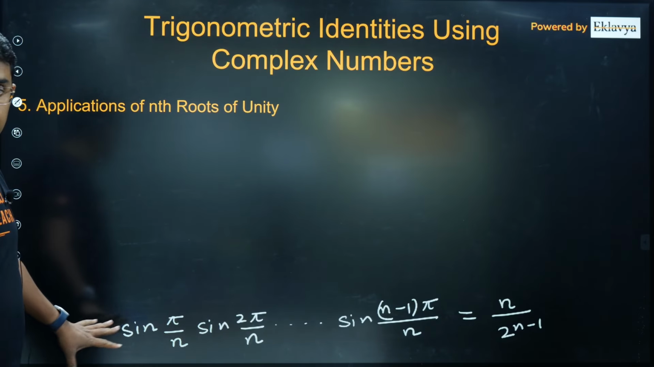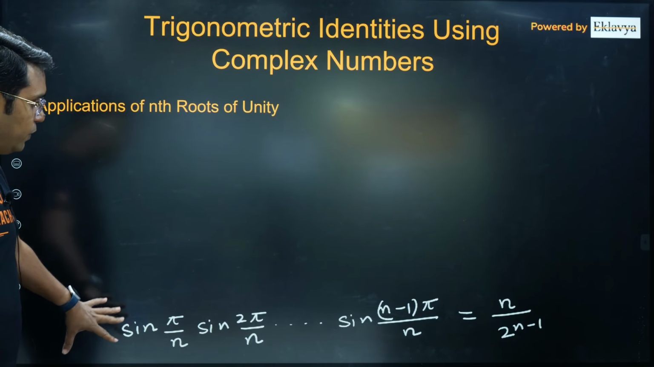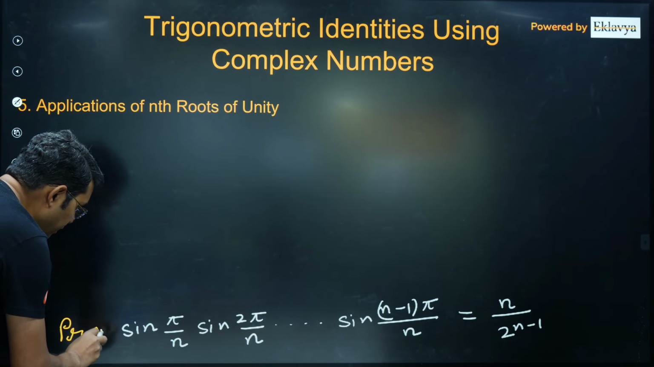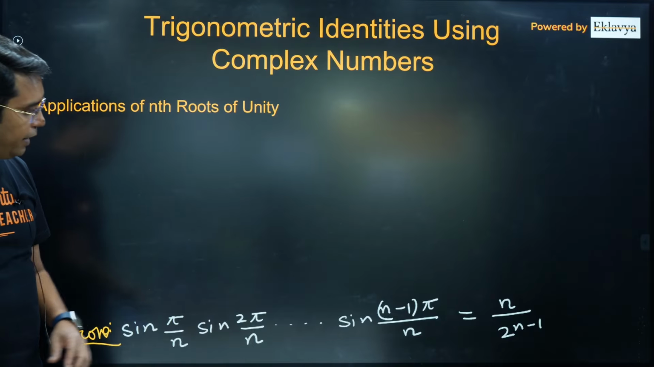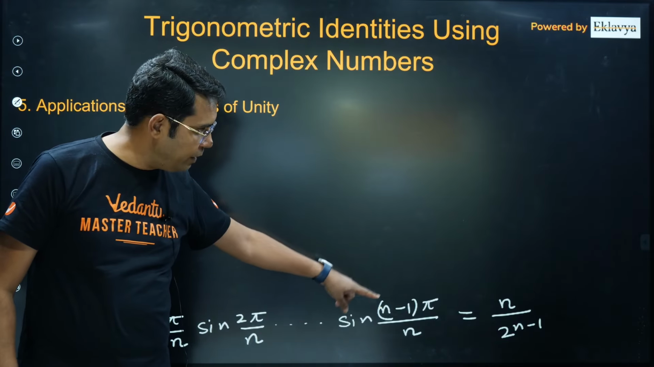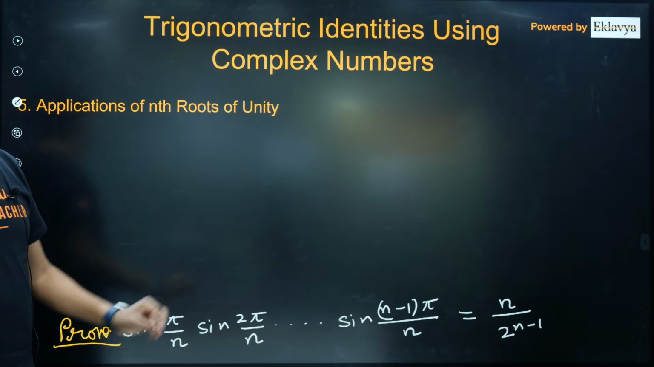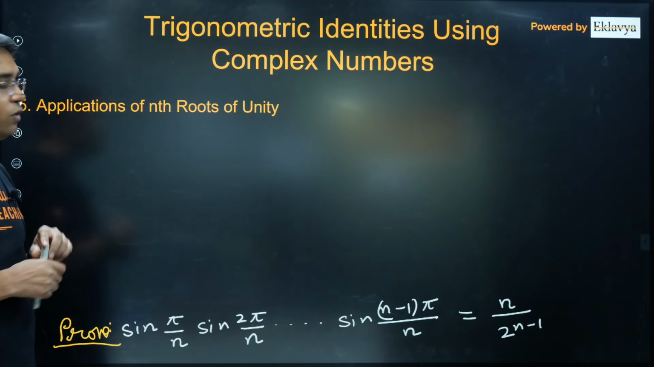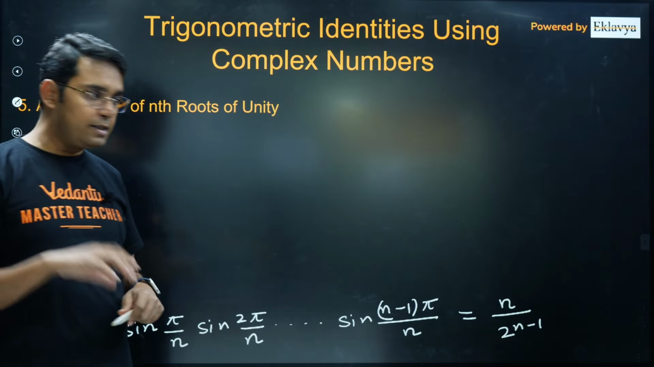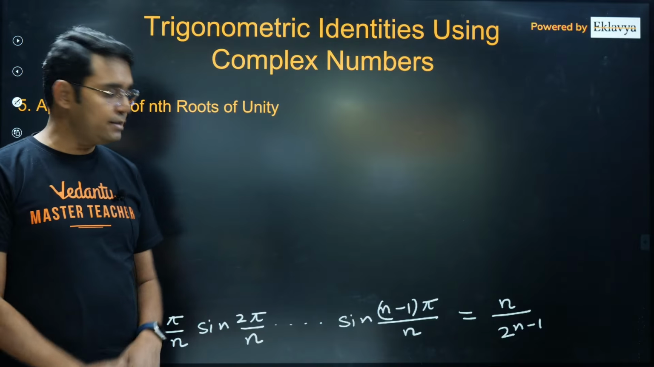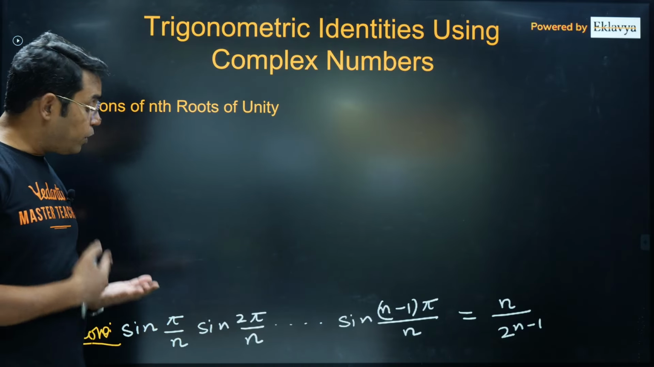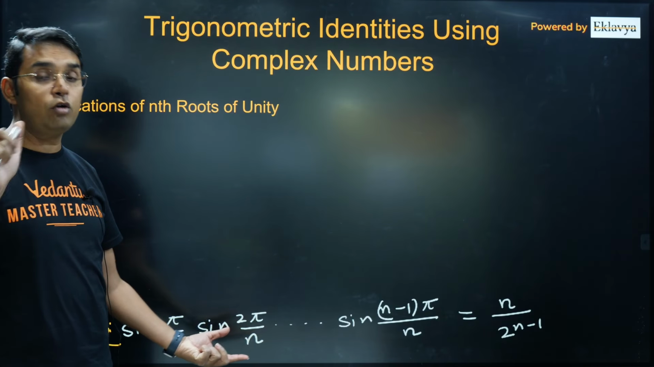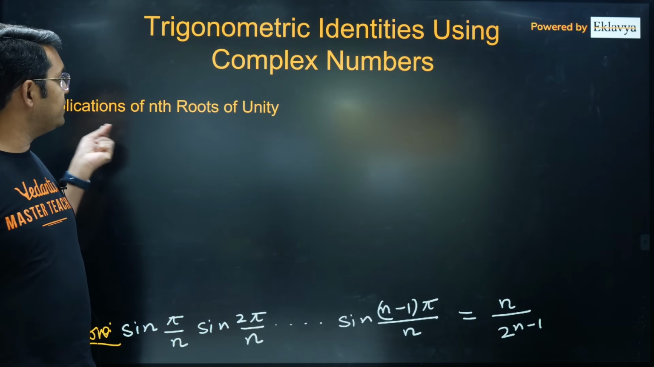So my first result is there on that screen. You can see we have to prove that sine pi by n, sine 2 pi by n, and so on, sine (n minus 1) pi by n is equal to n upon 2 raised to the power n minus 1, for any n natural number. Let's see how this can be done. Dear all, I will not suggest that you remember it, but I will definitely suggest that you should know how it is coming. The product of sine when angles are forming AP, I think we have done for summation but not for product. This will come using this nth root of unity.